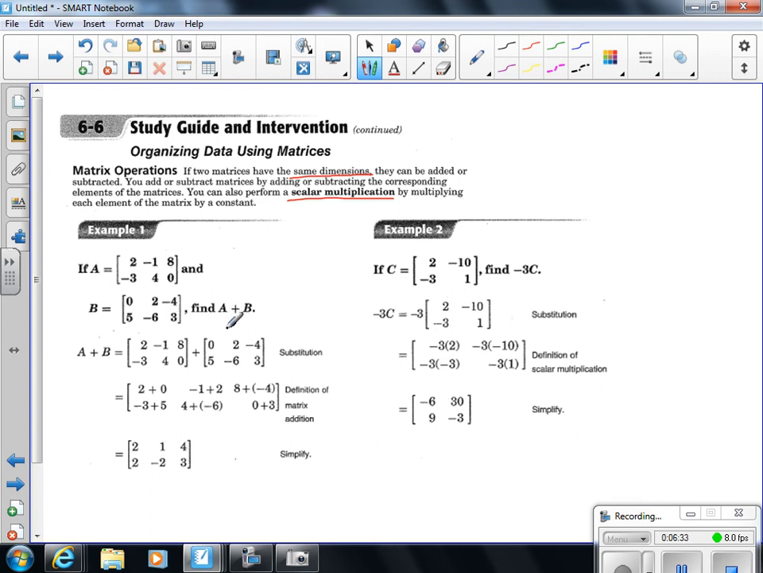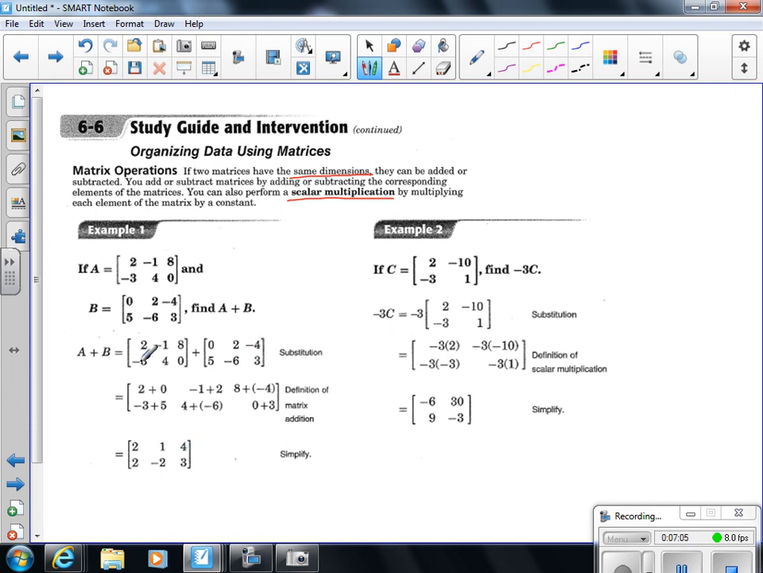Then they ask us to find A plus B. So what you do for each spot, or for wherever each digit is, each element, then you're going to find their total. So A plus B is, then I have this matrix and that matrix, and I combine them. So I'm going to take 2 plus 0 to give me 2, a negative 1 plus 2 to give me 1, and an 8 plus a negative 4 gives me 4.